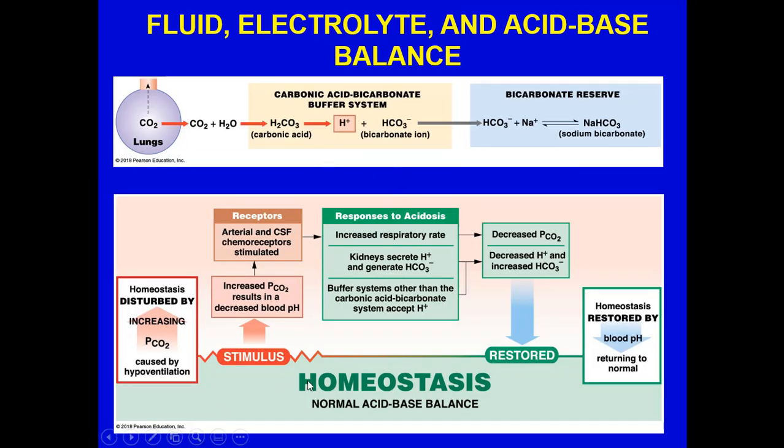Here is how we achieve homeostasis here. Homeostasis is disturbed by increasing PCO2. Obviously, you're going to see the mechanisms that increase the respiratory rate. The kidneys are going to secrete hydrogen and generate the bicarbonate, and buffer systems, not the carbonic acid bicarbonate system, but the other ones, will accept hydrogens. You will see eventually a decline in the PCO2, a decreased hydrogen ion presence and an increased bicarbonate ion presence, and the blood pH will begin to return to normal.